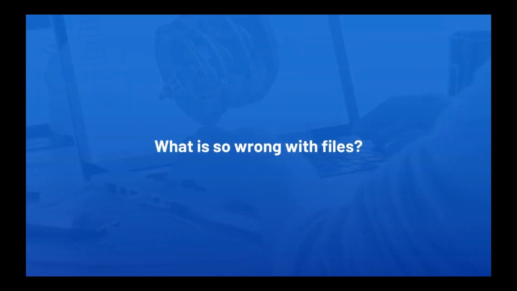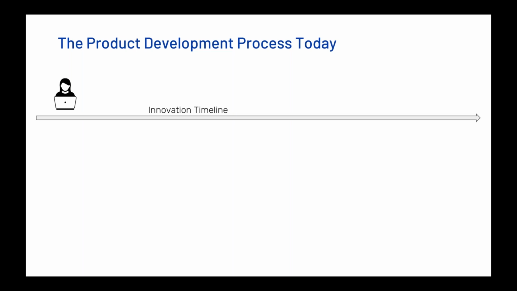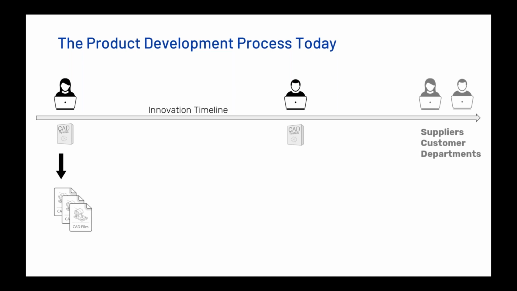So what's wrong with files? Well, they cause a lot of work, and they're not necessarily the most up to date. If we look at the development process today, we have typically a CAD user that creates CAD drawings or CAD data on a CAD system, and so they're basically creating files of their work, right? And they're saving that on their system, right? And then they may share that with another CAD user, or that other CAD user is making their own data.